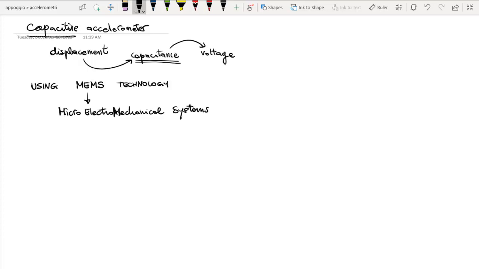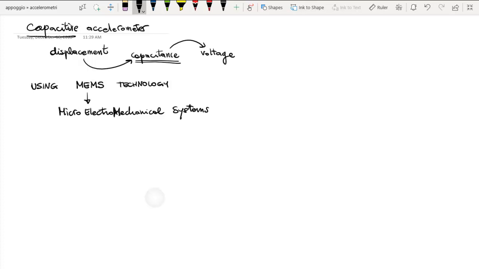So, what is the mechanism of operation? It's easy to transform a displacement into a variation of capacitance, because if you remember, for a parallel plate capacitor, the capacitance is inversely proportional to the distance between the two plates. And then if you have a fixed plate and a moving plate whose position depends on the displacement, then the total capacitance depends on the displacement.